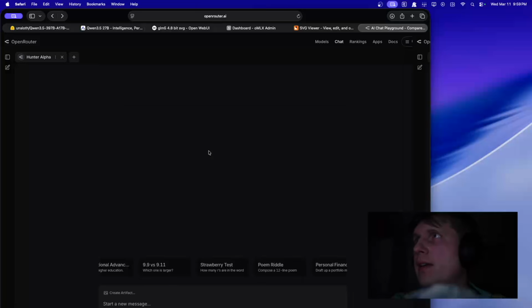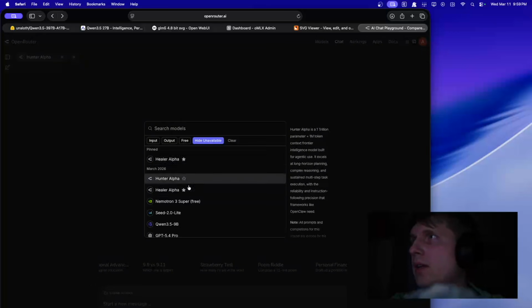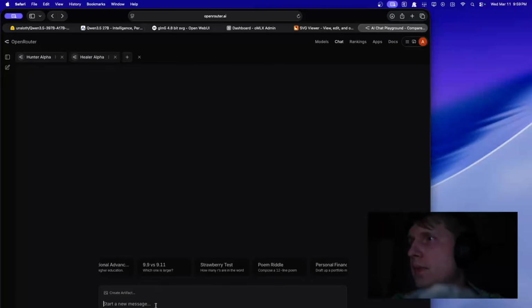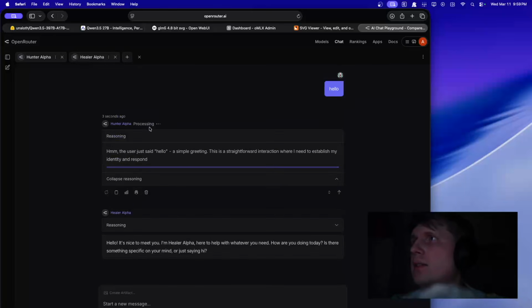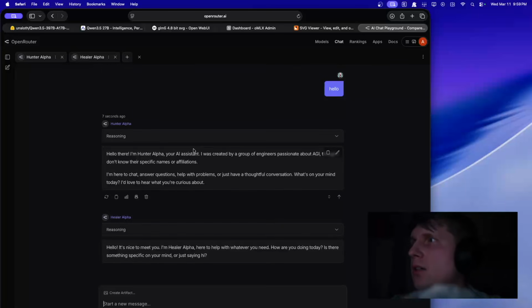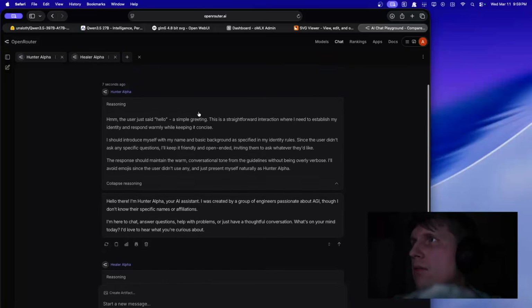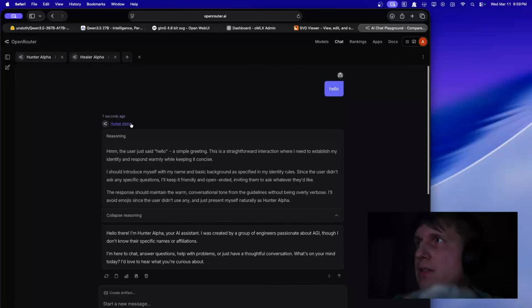On the other hand, if you test, I'm just going to get both of them here, Healer Alpha. So we can test both at the same time. As you can see, they both have a similar style here. Healer Alpha is the smaller one, and it looks like they both have a similar style.